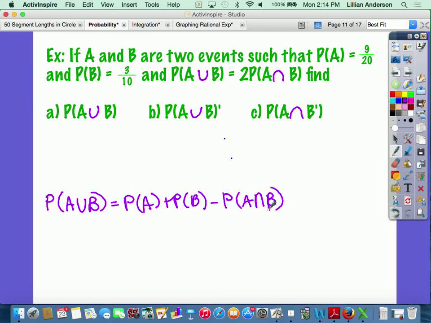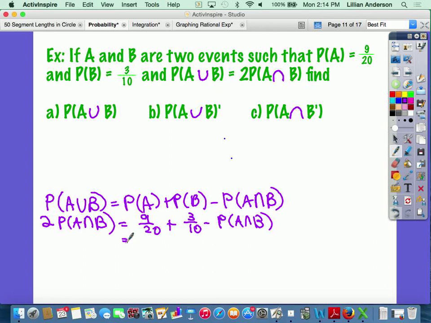So what we can do is plug in. We can replace the probability of the union between A and B with two times the probability of the intersection, because that's what it equals right up here. We know the probability of A to be 9/20, the probability of B to be 3/10, and we don't know what the intersection is. Now again, the intersection is going to help us because once we figure it out, we just plug it in and figure out our answer.